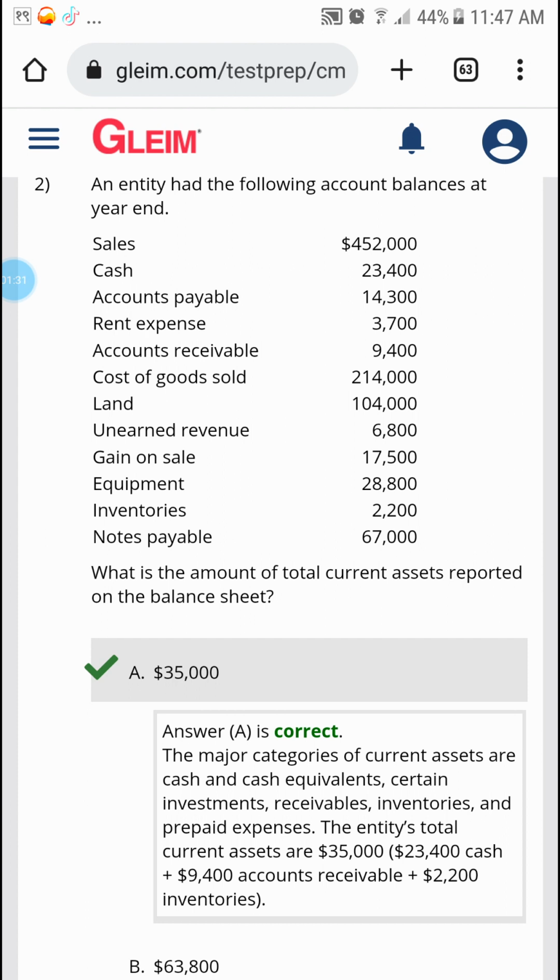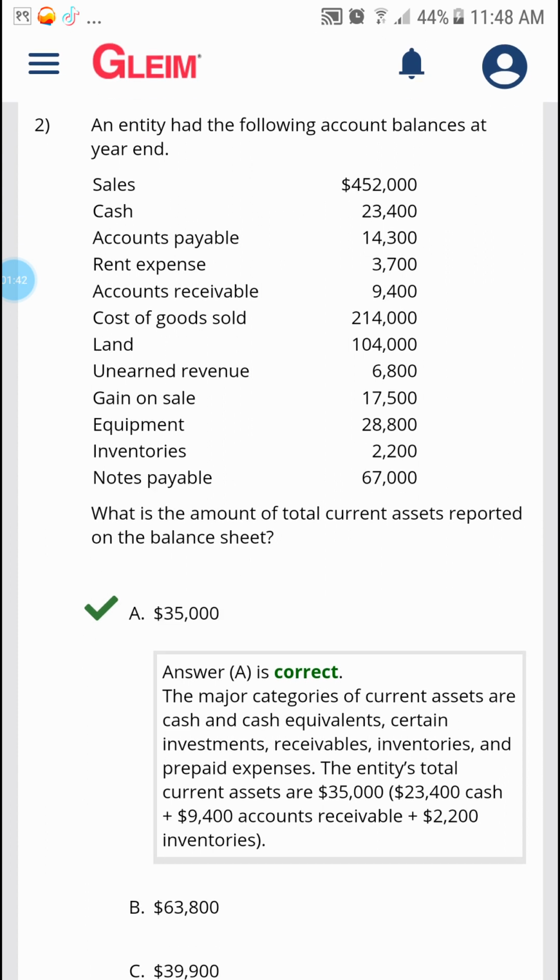When we add all these amounts, the total comes to 35,000. So 35,000 is the current assets of this balance sheet according to this data.